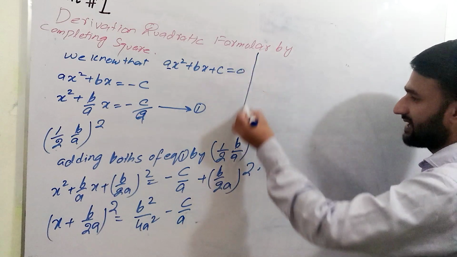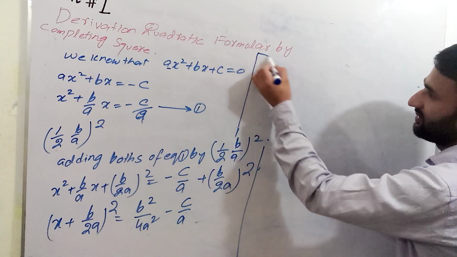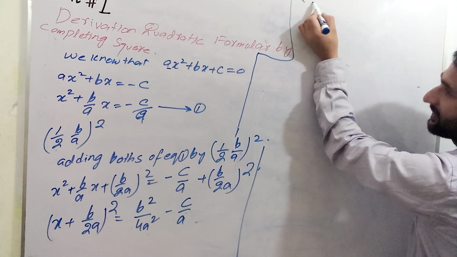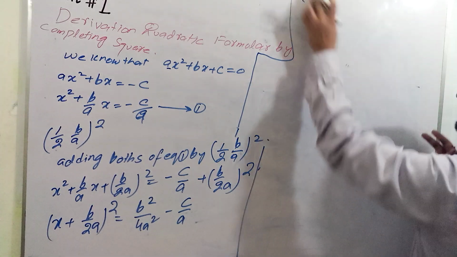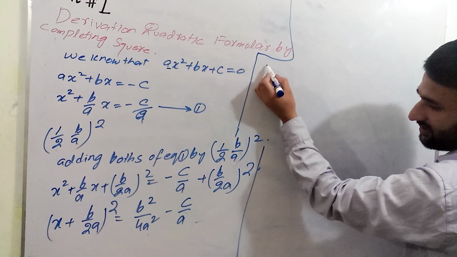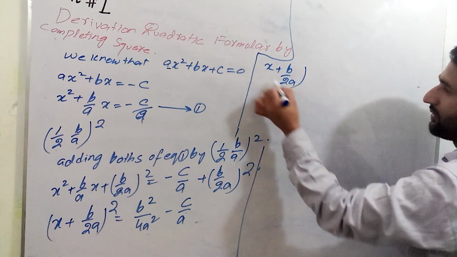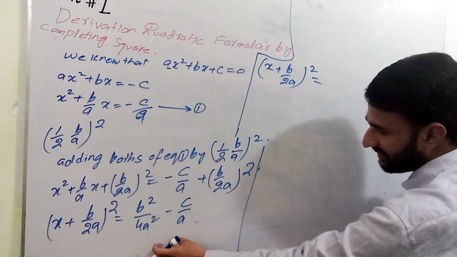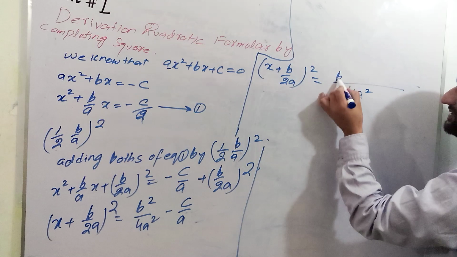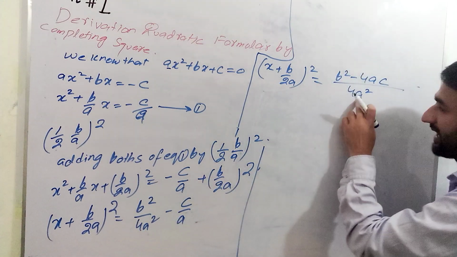So the next step is how to solve this equation. You can notice that (x + b/2a)² becomes, with LCM 4a², (b² - 4ac) over 4a². Here you have the LCM term.